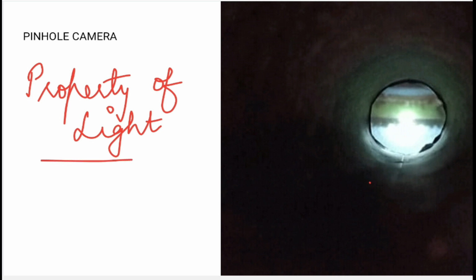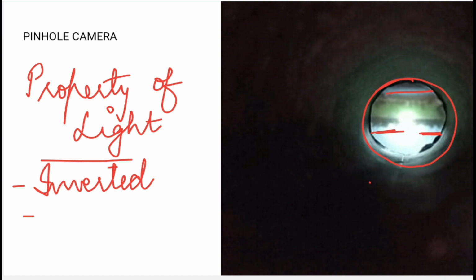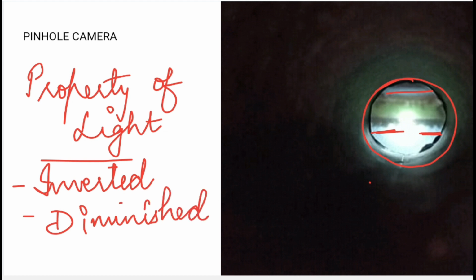Here you can see I recorded the image of the garden area. You can see these trees are inverted. You can see the whole field, this whole region. This is the image from the pinhole camera. So you can see everything is inverted in this image, and everything in this image is diminished. So students, with this pinhole camera we get what type of image? We get an inverted and diminished image.